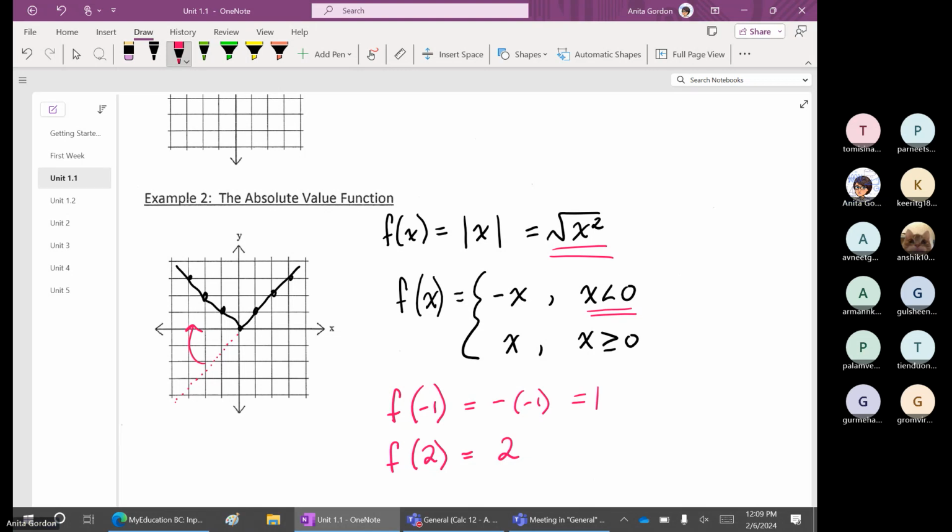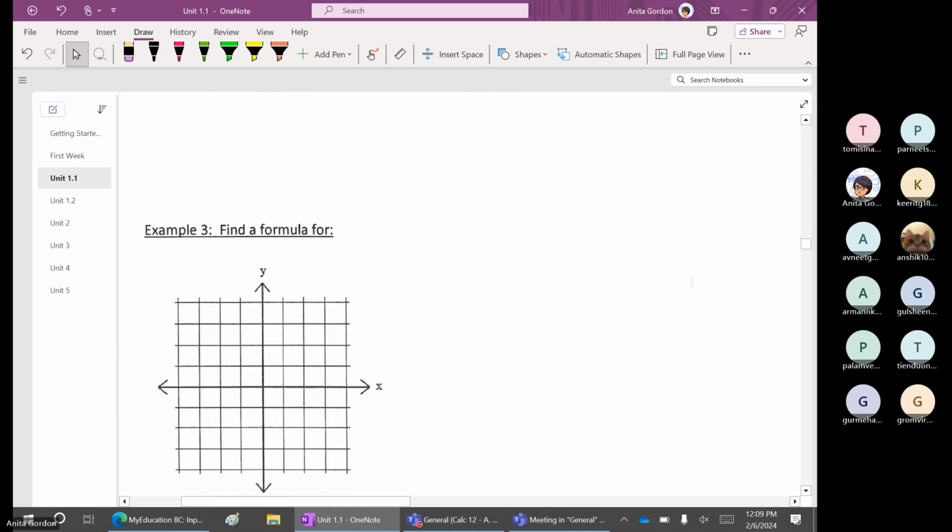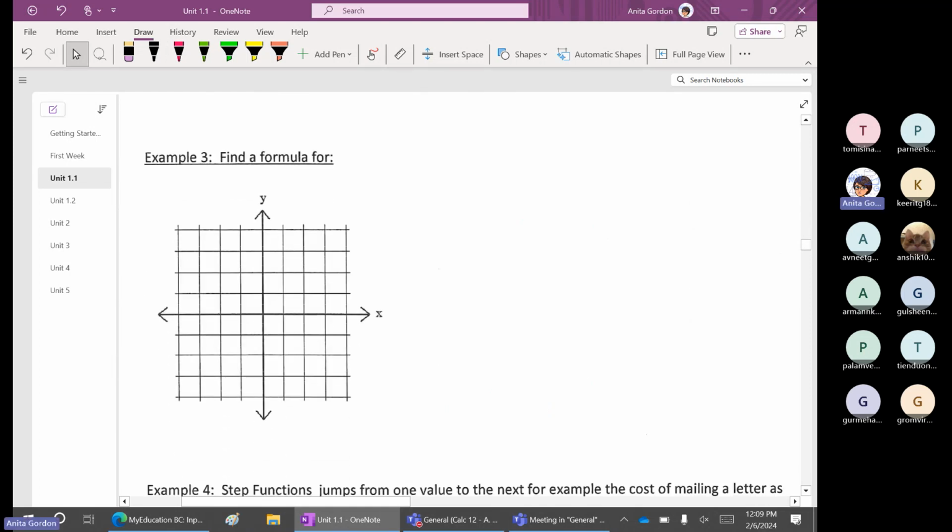Do you remember this? Find a formula for the graph I'm about to draw. Actually, you know what? I'm going to do it with a pink pen so then you can actually see it. Dot, dot, dot. Next, dot. And then arrow going. Okay, so this is a broken line function.